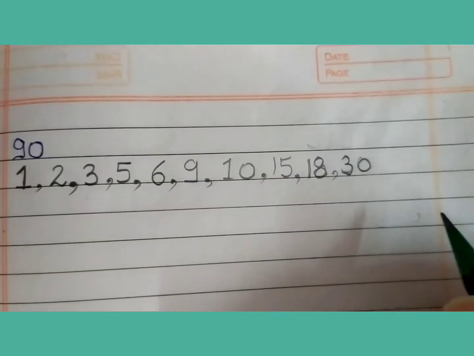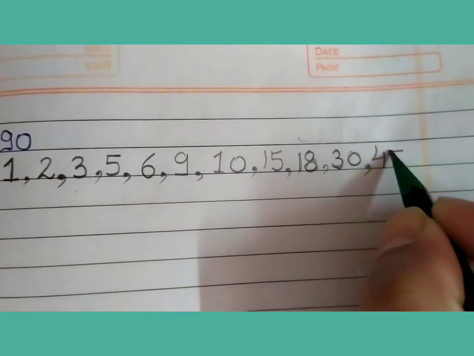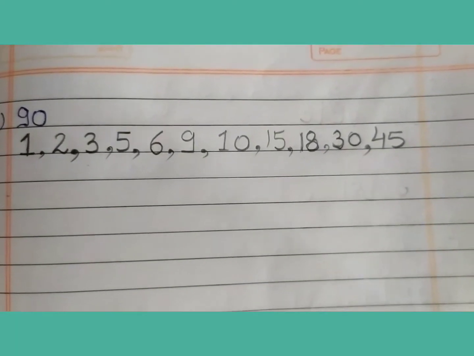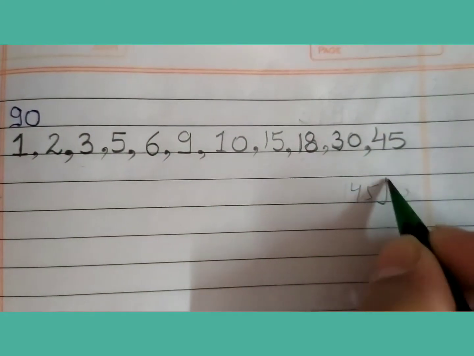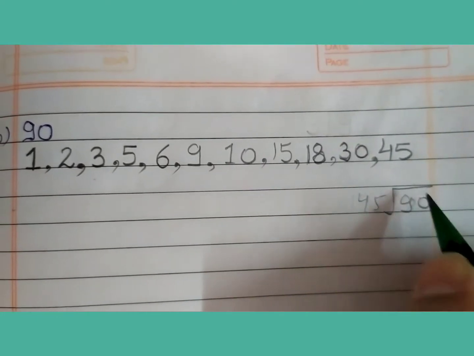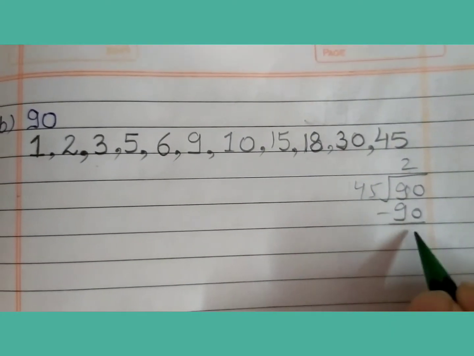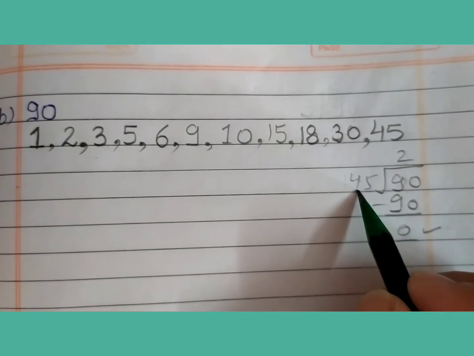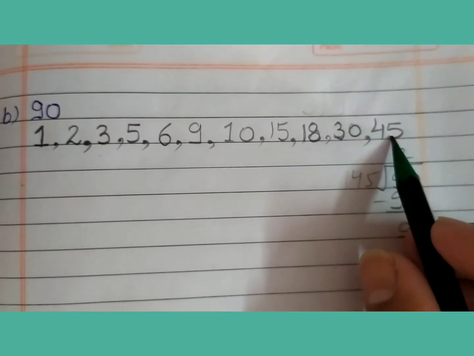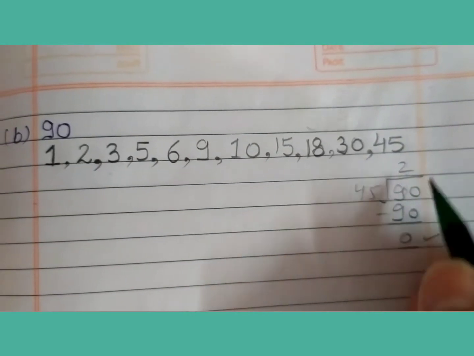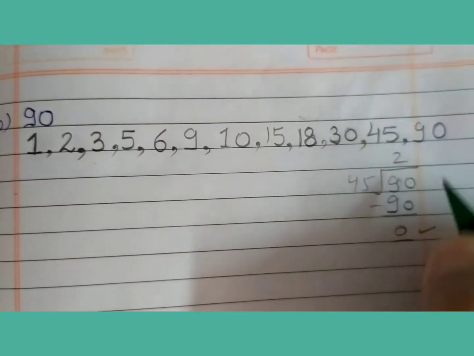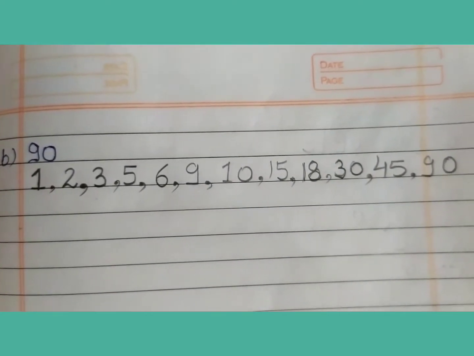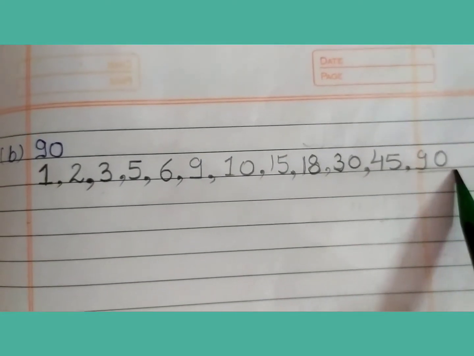Okay, children. Next is 45. 45 is a factor of 90. 45 2s are 90. 90 minus 90 equals 0. The remainder is 0. 90 is exactly divisible by 45, so 45 is a factor of 90. And the last is 90, which is a factor of 90. Children, the greatest factor of a number is the number itself.